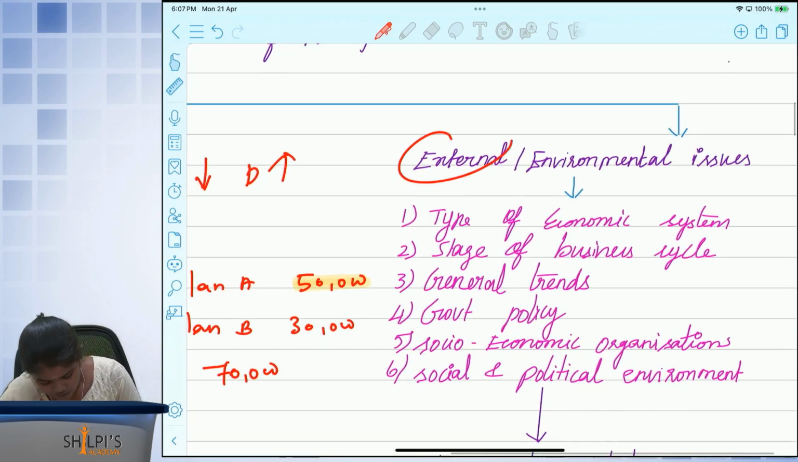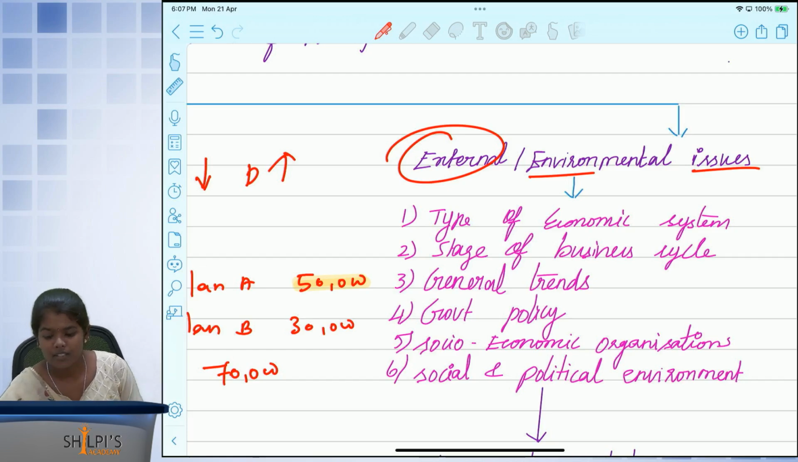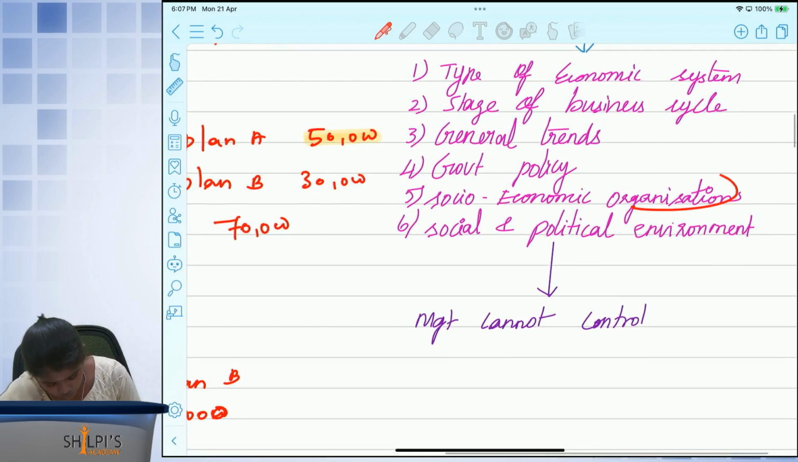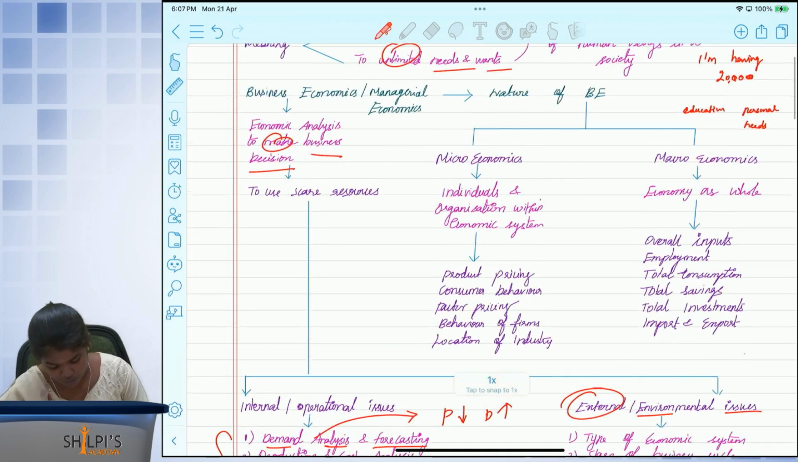And the second one, external and environmental issues: type of economic system and how the business cycle is going on, how the trends will be. In this we have to consider customers' expectations, needs and wants, and our government policies, social economic organization and social politics. Environmental factors also we have to consider.